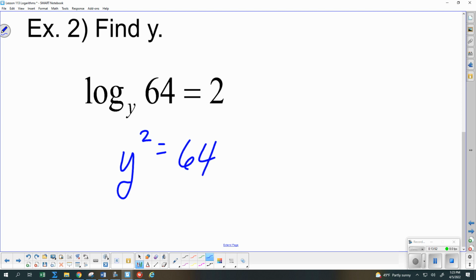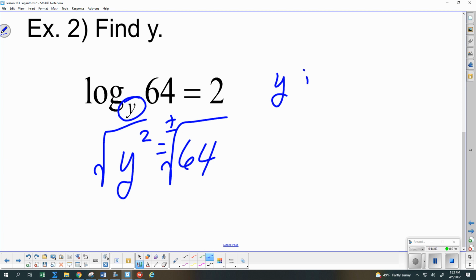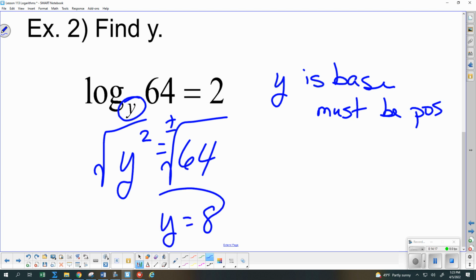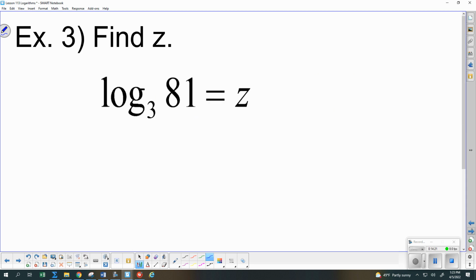And do I know how to solve when I have something squared? I've got to take the square root of both sides. And I'm used to doing plus or minus, right? However, y is my base. And do you remember what we said about the base in the argument? Must be positive. So I'm not going to include the negative 8. I'm only going to include the positive 8 as my answer there. Okay, one more of these, and then we'll start talking calculator stuff.